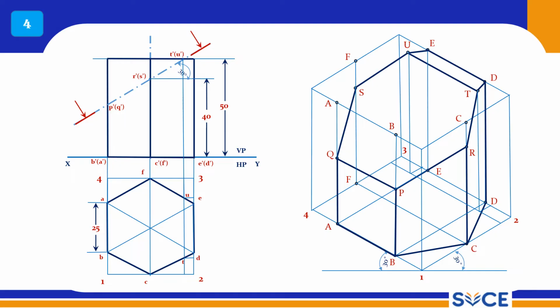So this problem is a very important problem, and you can see how interestingly you get this three-dimensional projection. It will be very interesting and also very easy. So this is the truncated prism now. So next is question number 5.